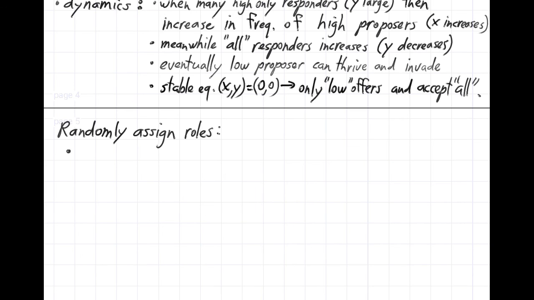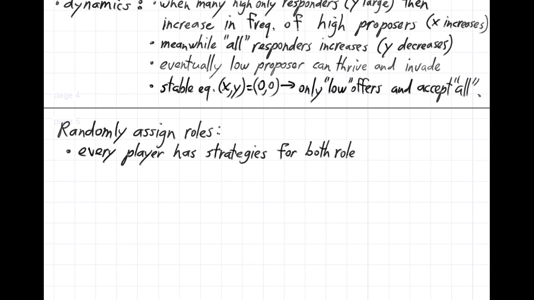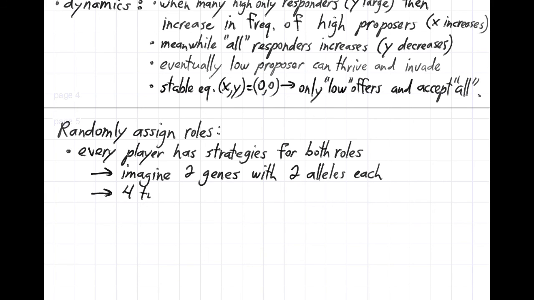So when we're taking this approach, we have to remember that every player carries strategies for both roles. So I have a strategy for if I'm the proposer and another strategy for if I'm the responder. You might think about that in a biological framework as two separate genes with two alleles each. So we have then 4 types of individuals, and we would have to specify both the proposer and the responder strategies for every player.